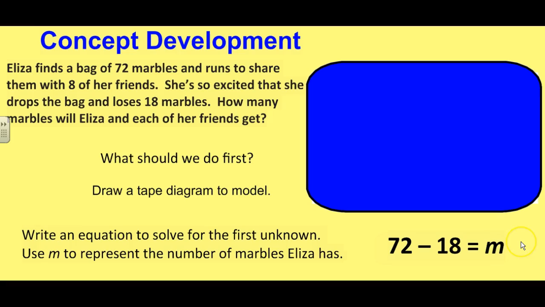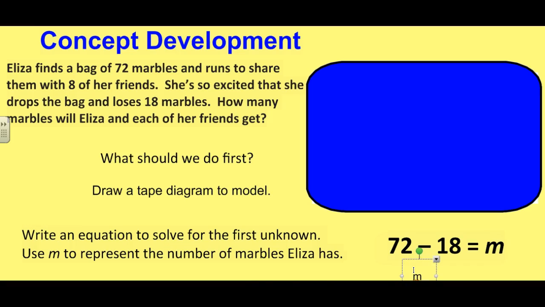So the equation I was looking for was 72 take away 18 is equal to M. But she had 72 marbles. She dropped 18 and lost them. And that's going to tell us how many she has left to share with her friends and herself. So I'm looking for what M is equal to. So I want you to figure that out, and I want you to write that on your board.